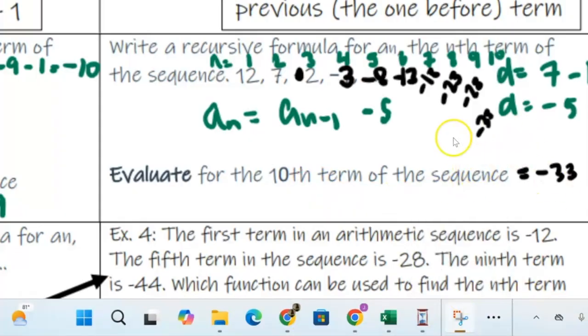All right, so again, you're only using recursive when you know the one before. Otherwise, this takes entirely too long. Use recursive when you know the one before. Let's practice.